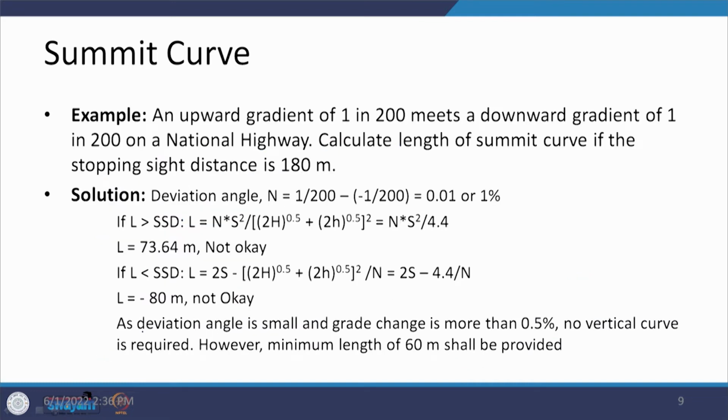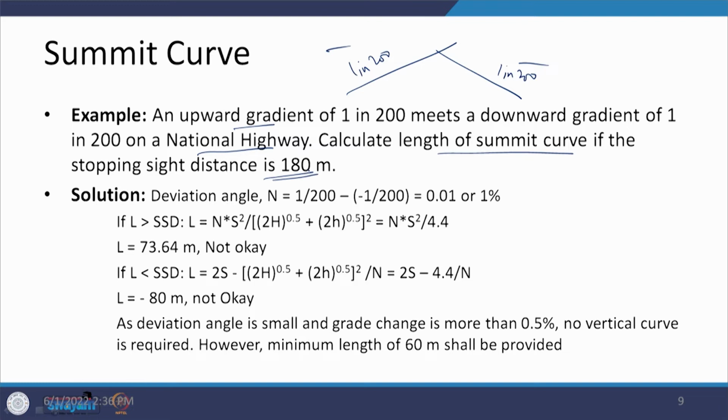Now, there is another example here. Again we have an upgradient, but this upgradient is 1 in 200 and it is meeting a down gradient, and this down gradient is again 1 in 200. There is no necessity that all of these gradients are symmetrical; they can be unsymmetrical values also. For the same national highway, we have to calculate the length of the summit curve if the safe stopping sight distance to be provided is 180 meters.